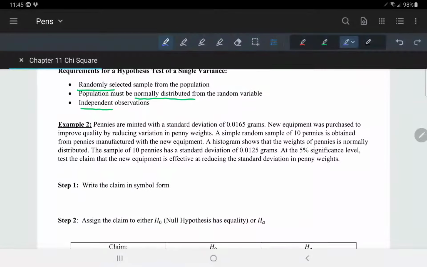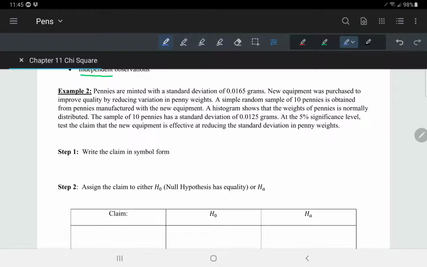So let's look again at the penny example. Pennies are minted with a standard deviation of 0.0165 grams. New equipment was purchased to improve the quality by reducing variation in the penny weights. A simple random sample of 10 pennies is obtained from pennies manufactured with the new equipment. A histogram shows that the weights of the pennies are normally distributed. The sample of 10 pennies has a standard deviation of 0.0125 grams, and at the 5% significance level, let's test the claim that the new equipment is effective at reducing the standard deviation in the penny weights.